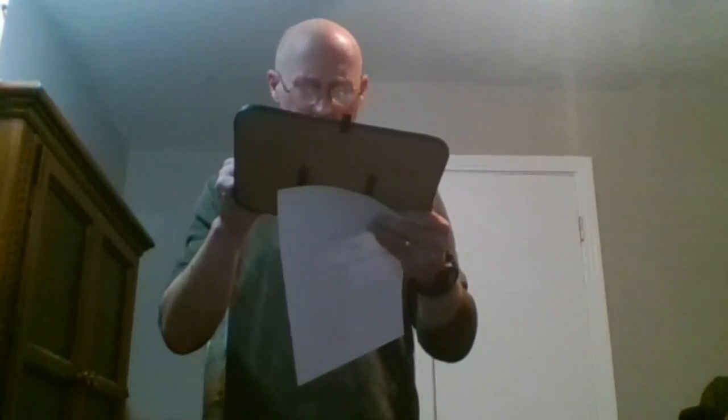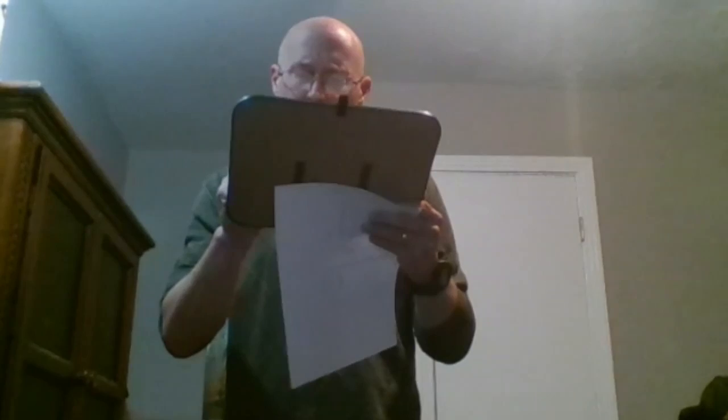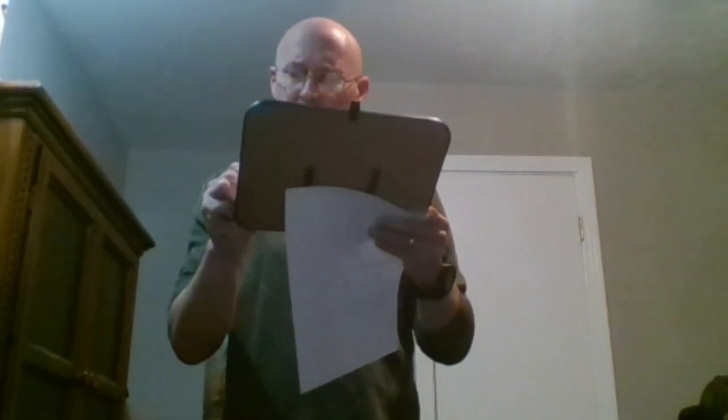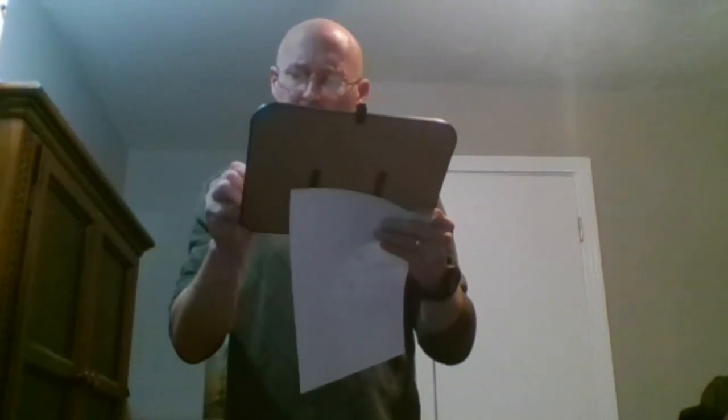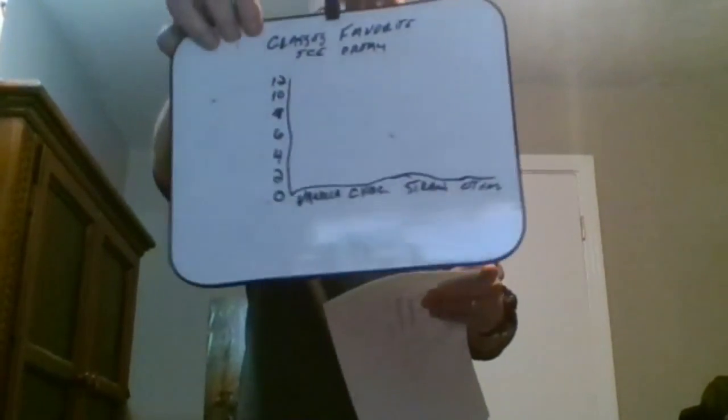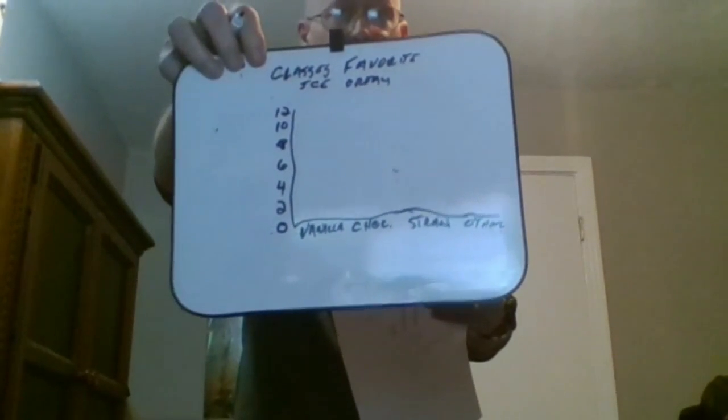Okay, on the bottom, we're going to start with vanilla. Then we're going to put chocolate. We'll cut chocolate short. Then we'll put strawberry. Then other. Your chart, your graph should look something like this.